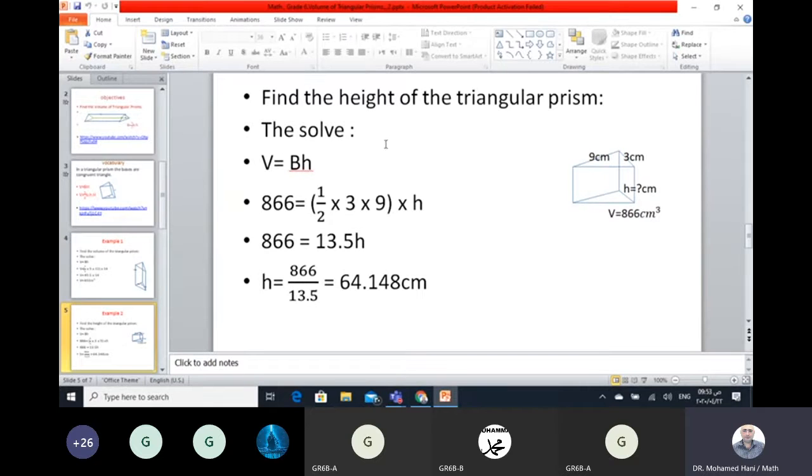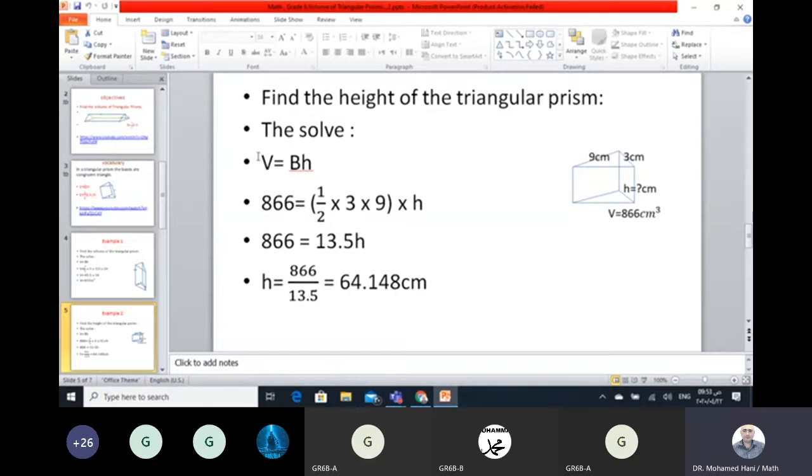In this example, find the height of the triangular prism. Here we have missing dimensions. The height is the missing value. As you see in this figure, I know the volume, 866 centimeter cubed. I have the height of the triangle, 9, and the base of the triangle, 3. The missing value is the height of the prism. How to solve for this value?